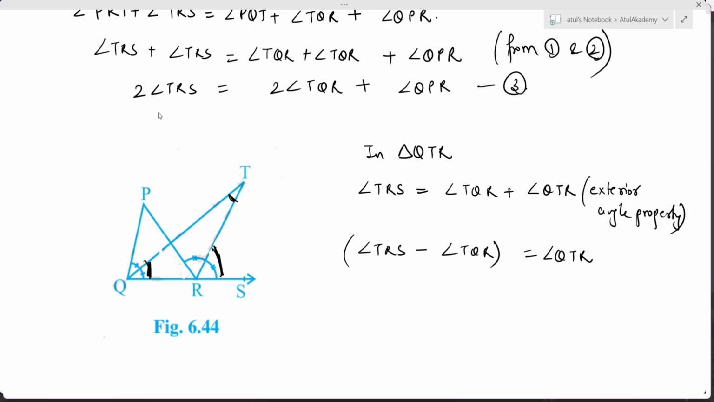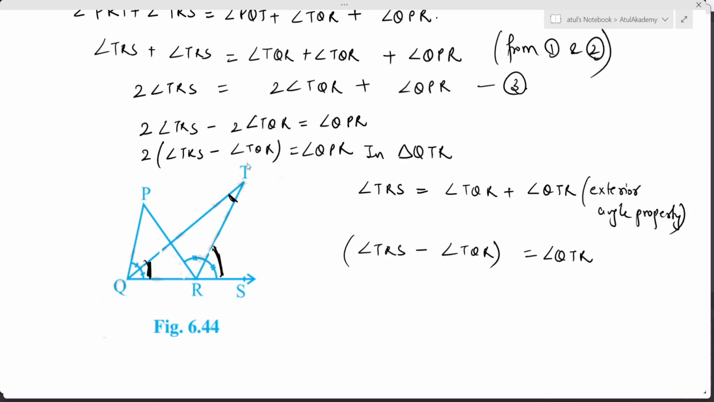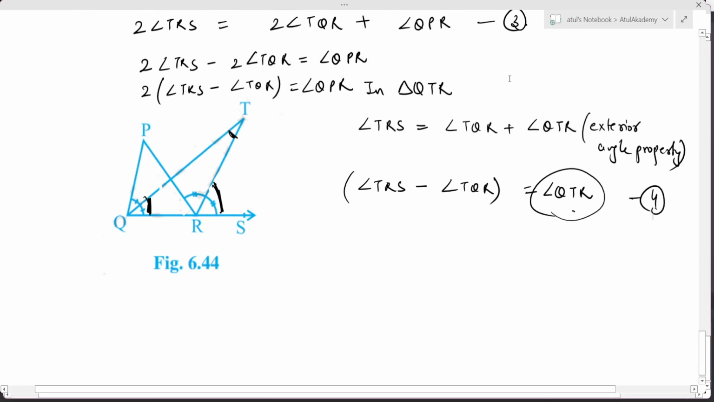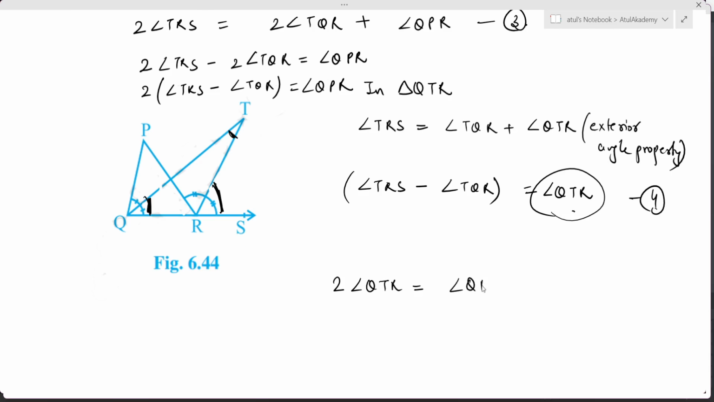From here, I'll just bring it over here. 2 TRS minus 2 angle TQR is equals to QPR. Fine. Can I take 2 common? It's TRS minus TQR. Now, what is this TRS minus TQR? That's QTR. We are going to use it over here. So you can say that twice of angle QTR is equals to angle QPR.